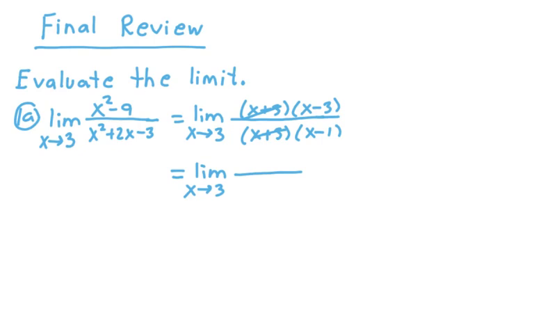In the numerator, I get x minus 3. In the denominator, I get x minus 1. And so when I replace x with 3, I get 3 minus 3 divided by 3 minus 1. And that's equal to 0. And that's how we do problem 1a.